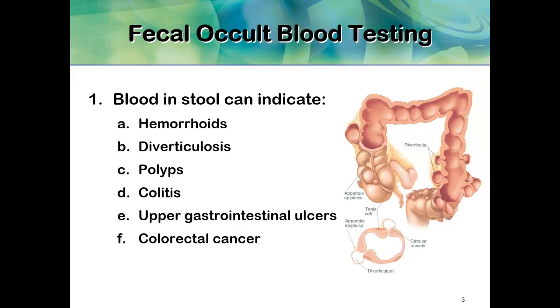And the reason it's an important test is that blood in stool can either be bright red and prominent, or it can be hidden. But anytime there's blood in stool either way, it can tell us that the patient might be experiencing hemorrhoids, diverticulosis or polyps, colitis, ulcerations, and then the main reason we're running the fecal occult test for a patient is to screen for colorectal cancer.